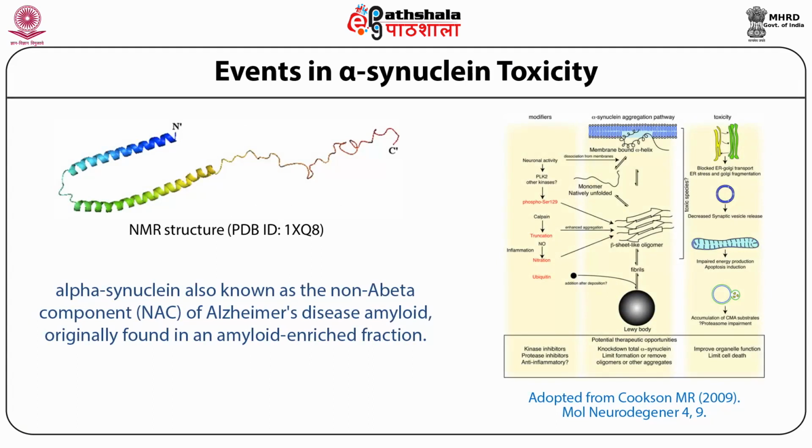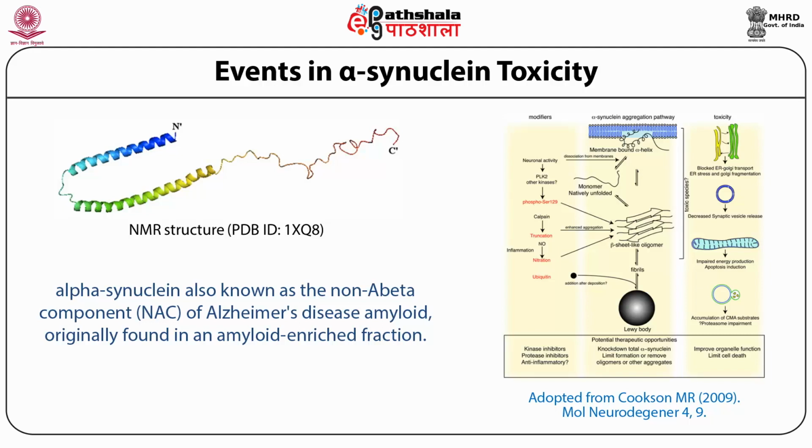The events in alpha-synuclein toxicity, the NMR structure is seen. You can see that it has two helices connected by a flexible linker and a large C-terminal flexible coil structure. This protein is also seen in the non-beta compartment of Alzheimer's disease amyloid, originally found in the amyloid enriched fraction.